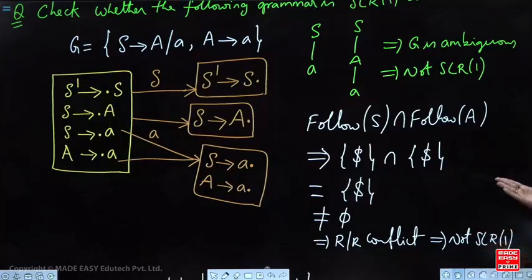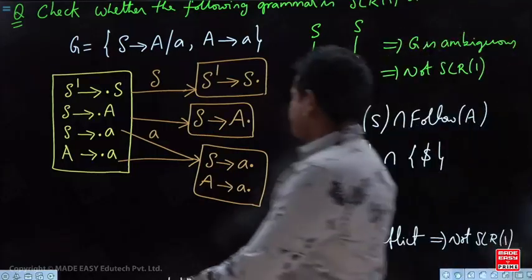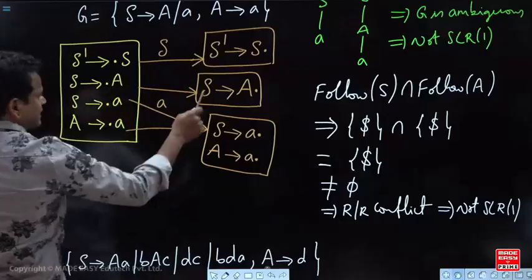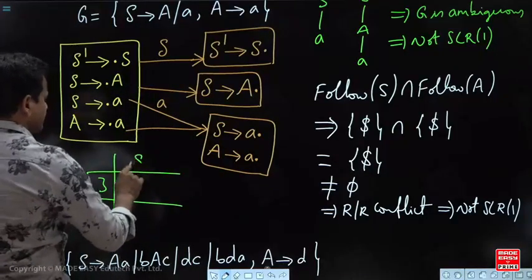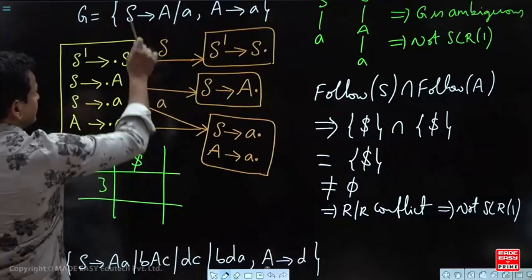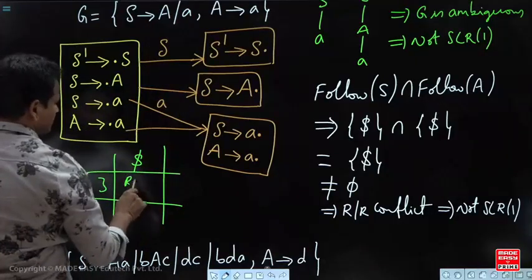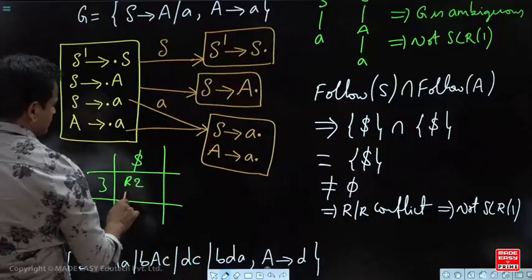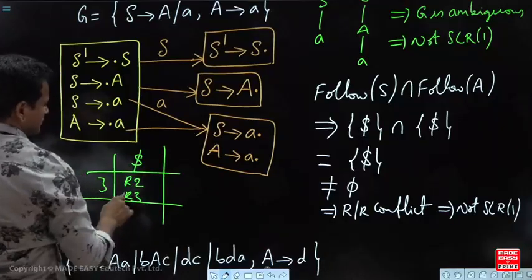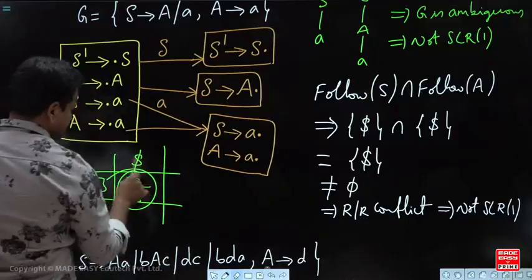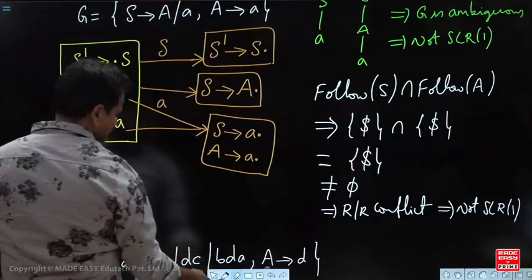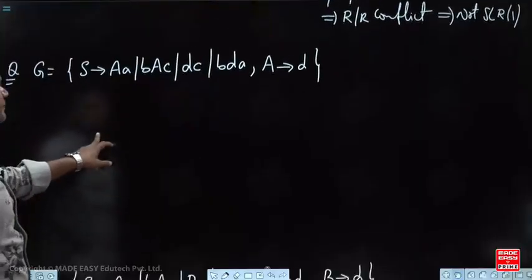See, dollar. If you consider the table for this, suppose this is I0, I1, I2, I3. In the third row, in the dollar column, we get 1, 2, 3. So R1, R2 and R3. You will get both entries, R2 and R3, in the third row, dollar column. So that is the reason it is not SLR(1). Next.